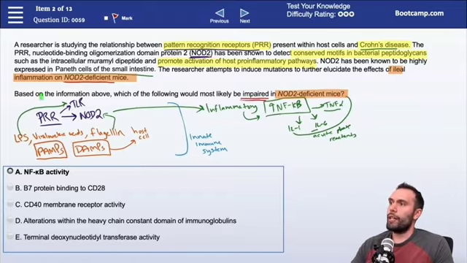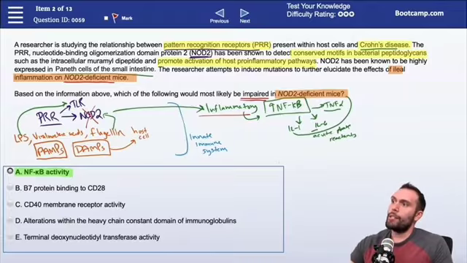Now, if you understand what we talked about, it should make sense that NF-κB activity would be impaired. And you could say, well, why is that? Remember, these mice don't have this NOD2 receptor. So if I'm deficient in it or it's dysfunctioning, whatever it is, I'm going to have an issue setting off an inflammatory cascade.